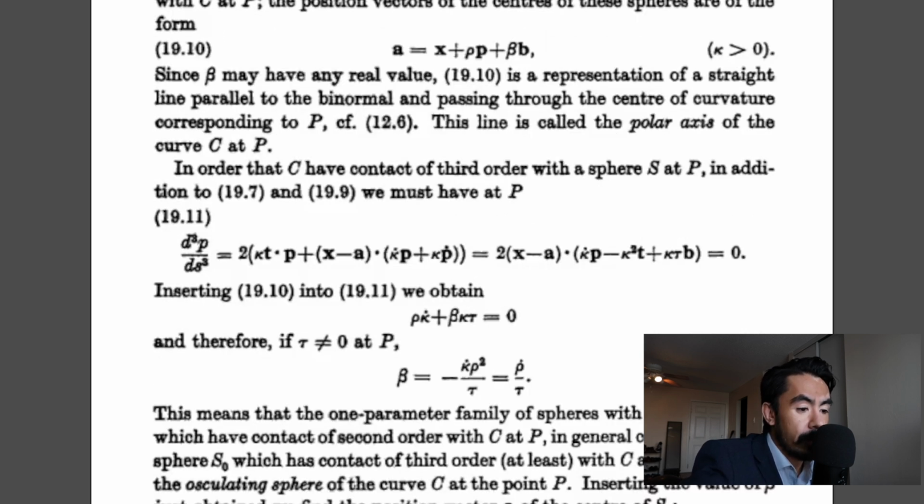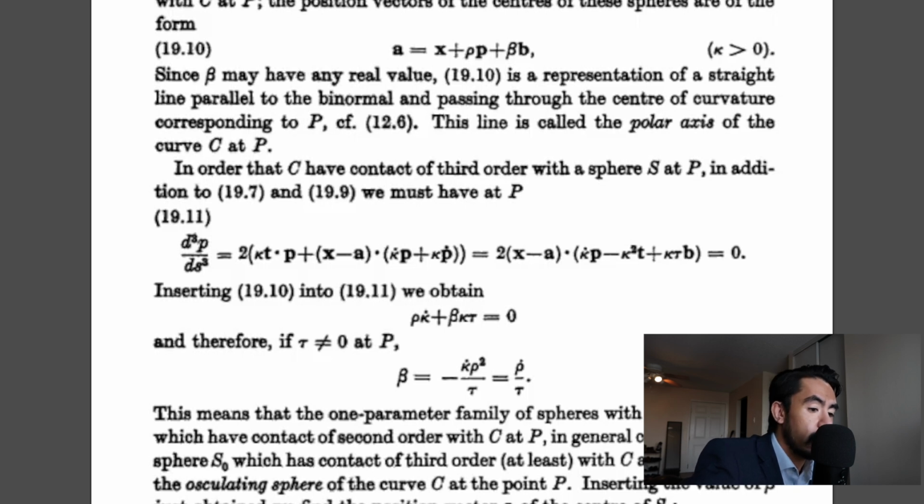In order that C have contact of third order with a sphere S at P, in addition to the results that we had just gone over, we must have at P, the point, that the second derivative of the function P, so d squared P ds squared, is equal to 2 times the quantity curvature times the vector T, tangent vector, dot product with P, the principal normal vector, plus the difference between the vector x and a, so x minus a, dot product with this other quantity, first derivative of curvature, kappa dot, times the principal normal vector, P, plus curvature, kappa, times the derivative of the principal normal vector, P dot.